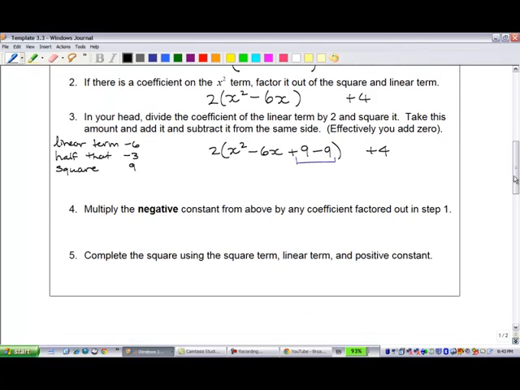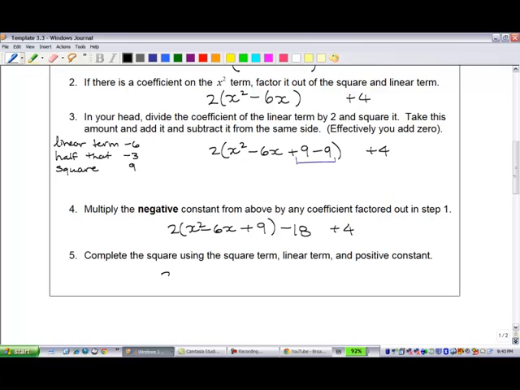Next step, multiply the negative constant from above by any coefficient factored out in step 1. So really what this means is we're going to expand out the negative term. So I had a negative 9 there. That negative 9 times 2 is going to give me negative 18. And I still have a random plus 4 there.